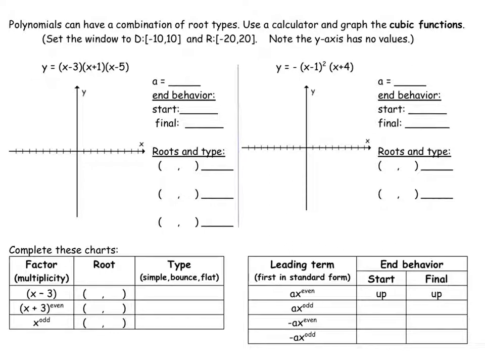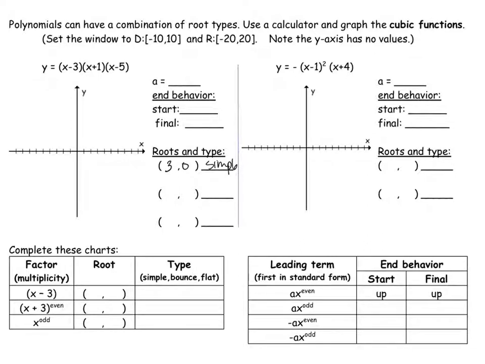All right, so x minus 3 times x plus 1 times x minus 5. Each of these is a factor. X minus 3 is a factor. The root associated with that factor is going to be a positive 3. And that's going to be a simple root because it has no exponent. It has just a multiplicity of 1.